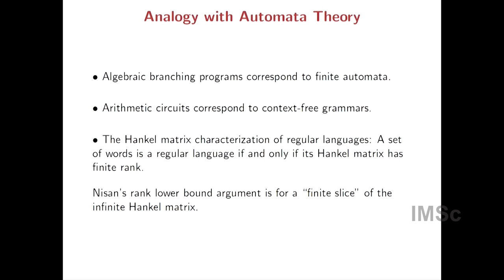So the analogy that really helped us prove the kind of results that I'm going to quickly show you is the fact that algebraic branching programs correspond to finite automata, and non-commutative arithmetic circuits correspond to context-free grammars. And there's also an interesting rank characterization of regular languages. If you take the infinite matrix whose rows and columns are labeled by words, and the entry at row W1 and column W2 is 1 if W1 concatenated with W2 is in the language, and 0 otherwise, then the language is regular if and only if this infinite matrix has finite rank. And the rank of the matrix is actually the size of the smallest automaton for it. And the Nisan rank lower bound argument, I didn't tell you that it's a rank argument, but it is a rank argument. It's like a finite slice of this infinite matrix.